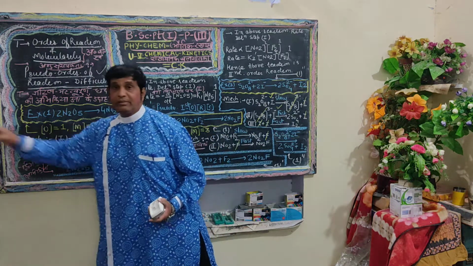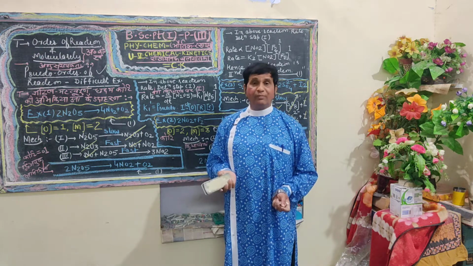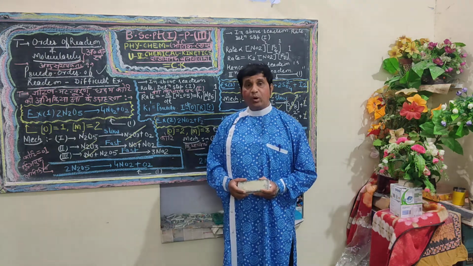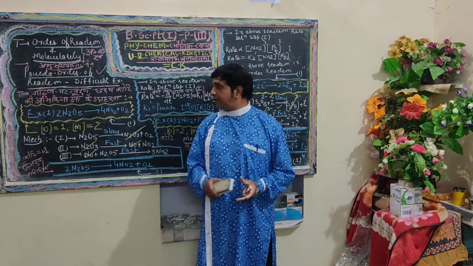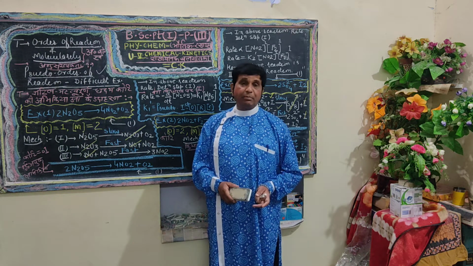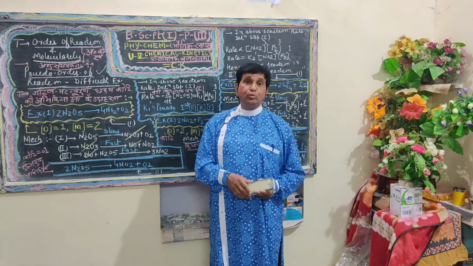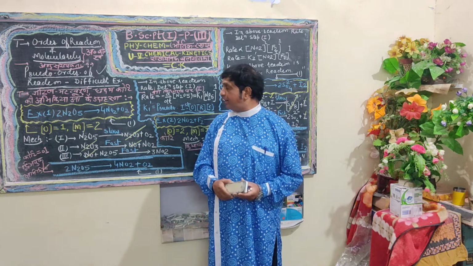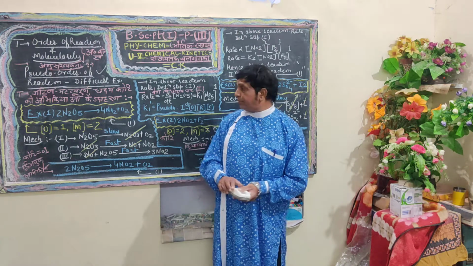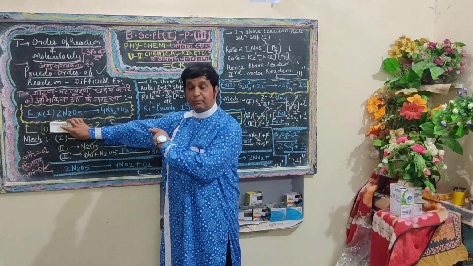Now let us turn, one by one, to explain the pseudo order of reaction, in which order of reaction and molecularity are different. First important example: the decomposition of 2 mole of N2O5 to produce 4NO2 plus O2. To define the pseudo order of reaction, suppose I ask you, students of BSc part 1, what is the order of reaction and molecularity?